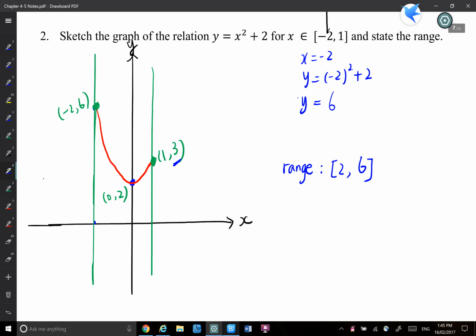No, because 3 is included in this range. Okay, so 2, 3, 4, 5, 6. 3 is in between 2 and 6, so you already include that I will have 3 in my range. So I just need to worry about where my lowest value is and where my highest value is. Is there any value I cannot take in between? There's nothing I cannot take in between 2 and 6. So my range will be 2 to 6.